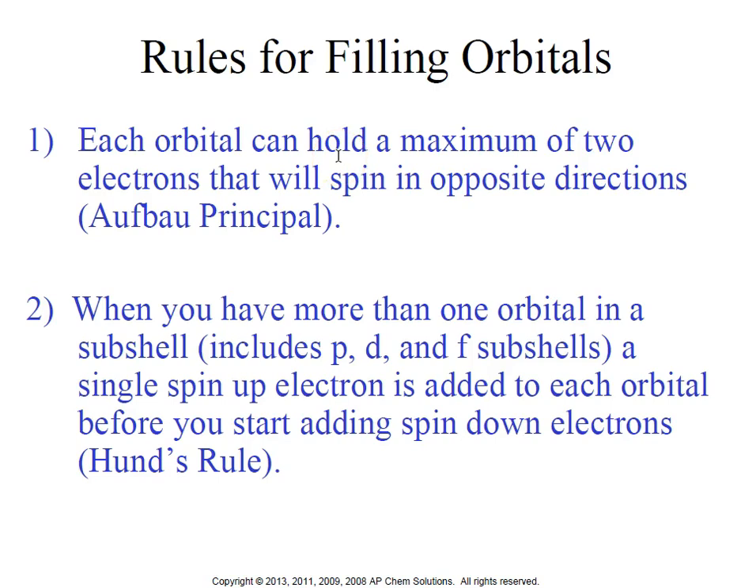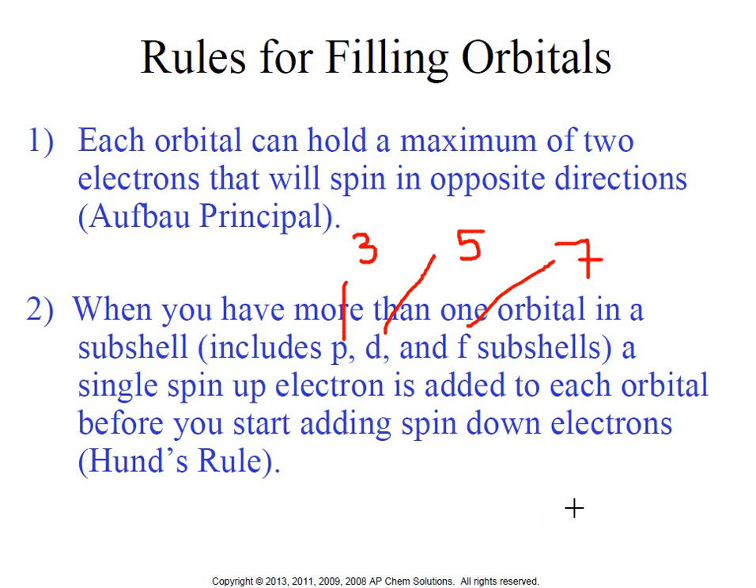Alright, a few rules here. Each orbital can hold a maximum of 2 electrons, and those are going to have opposite directions. When you have more than one orbital in a subshell, for example, P, jot this down as we go, but P has 3 orbitals in a subshell, D has 5 in a subshell, and F has 7 in a subshell.